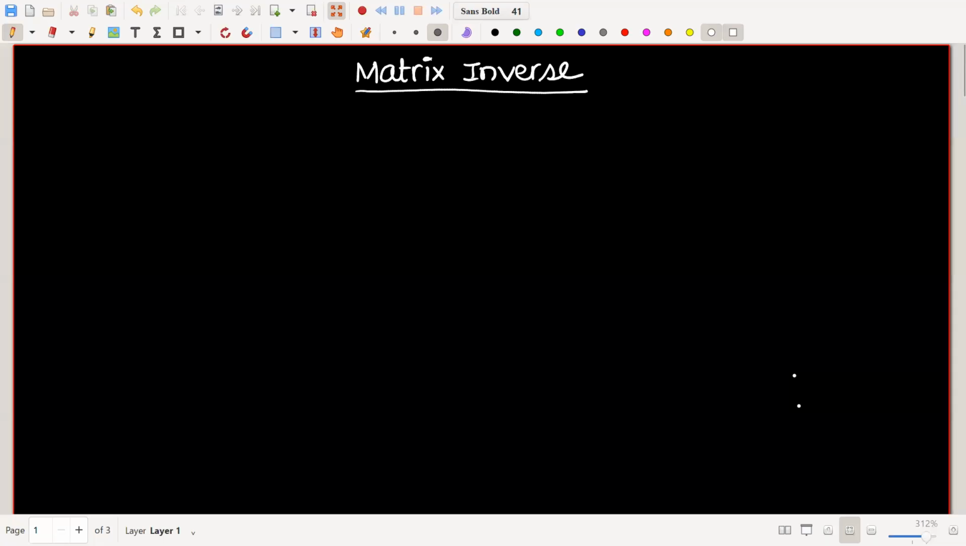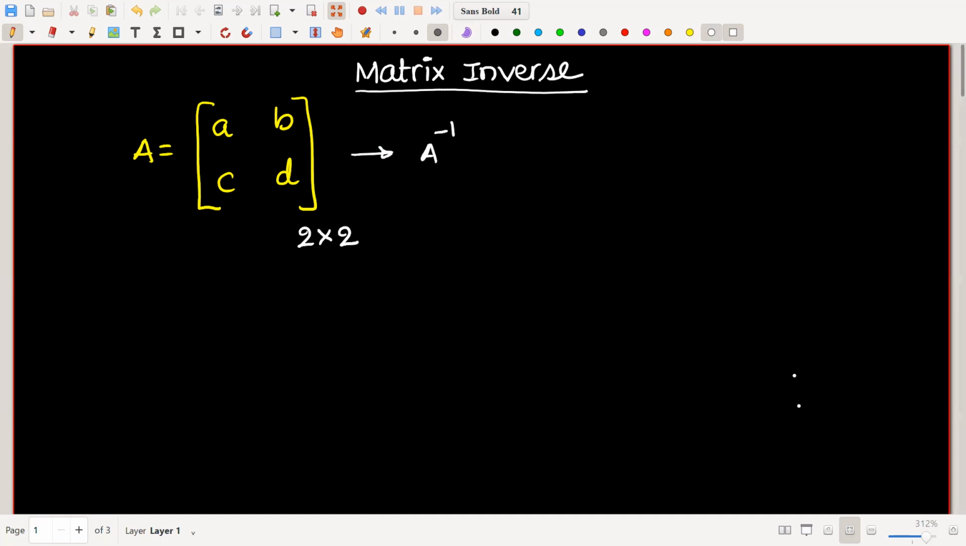Good morning. In this lecture, we will find out the inverse of a 2 by 2 matrix. Say, let's say that our matrix A is [a, b; c, d]. So the order is 2. It's a square matrix, 2 rows and 2 columns. So if someone asks us to find its inverse, then in no time we'll go for it.